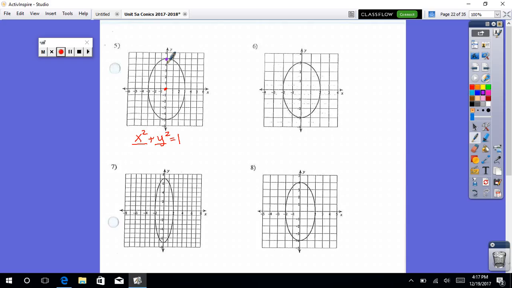Okay, I am 5 units tall. Tall, it goes with our y. So 5 squared is 25. And he is 3 units wide. 3 squared is 9. My major axis is 10. Minor axis is 6.